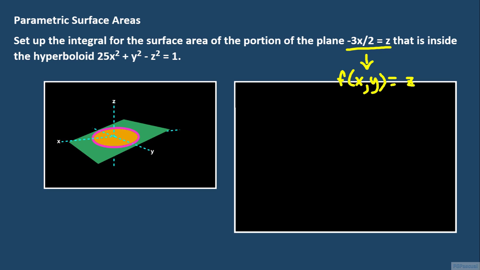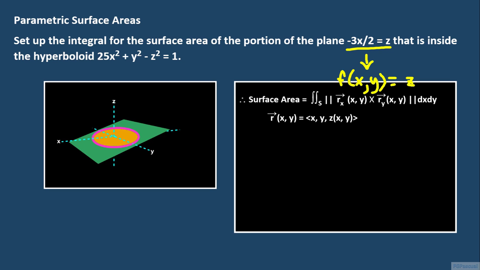Suppose that we represent the surface by the vector function r(x,y), which is equal to the vector x, y, z(x,y). As such, the surface area is equal to the double integral over the surface of the magnitude of the cross product of r_x and r_y integrated with respect to x and y. z(x,y), or f(x,y), is -3x/2.